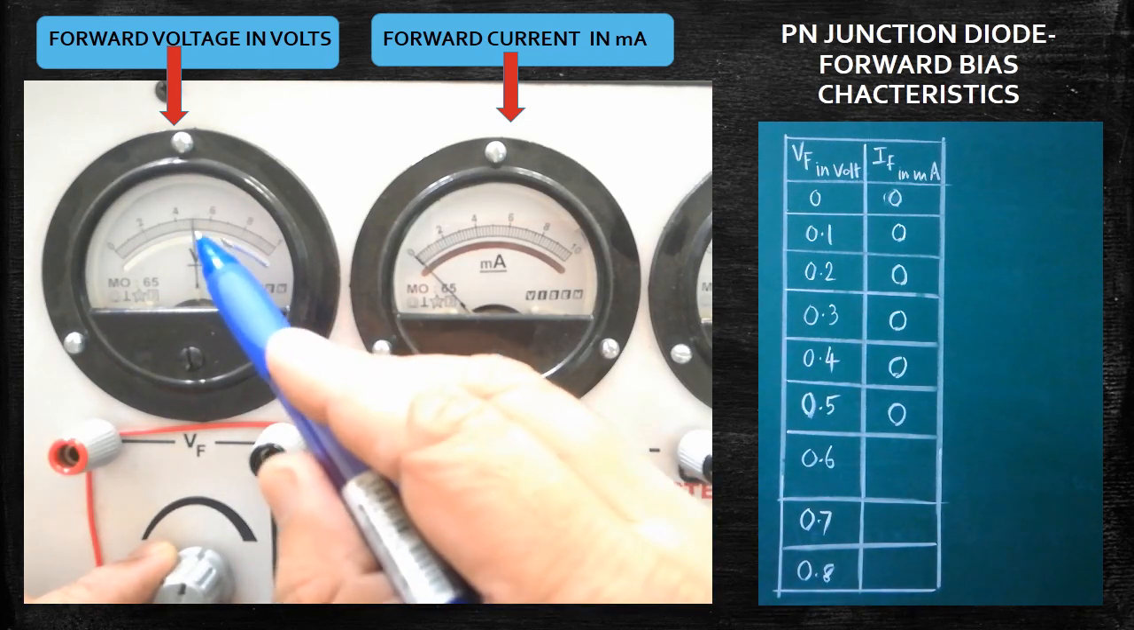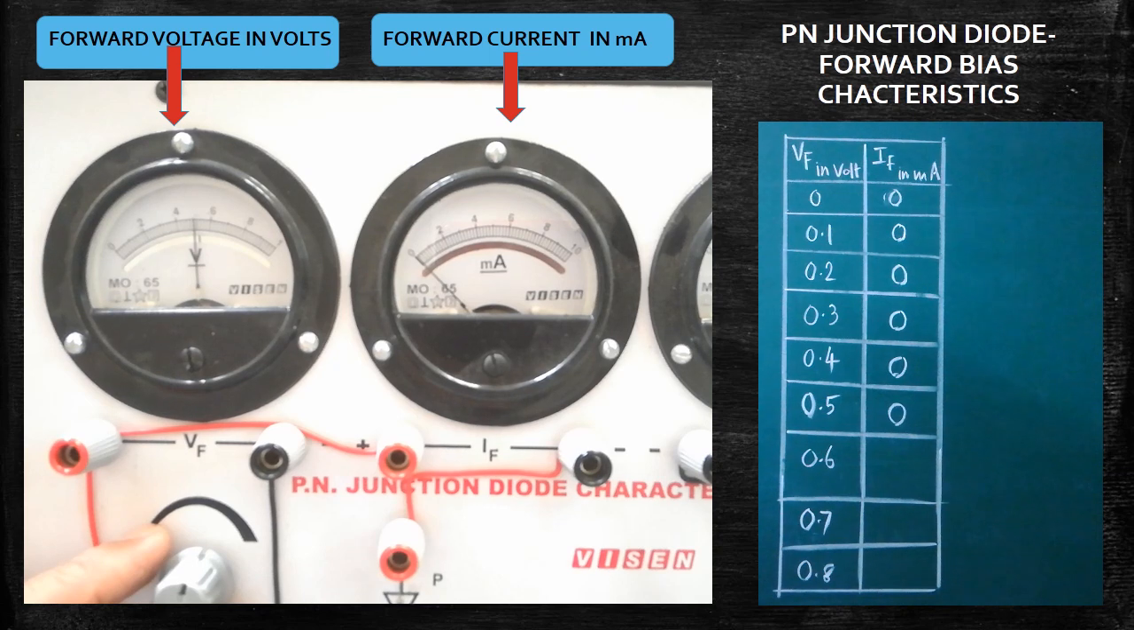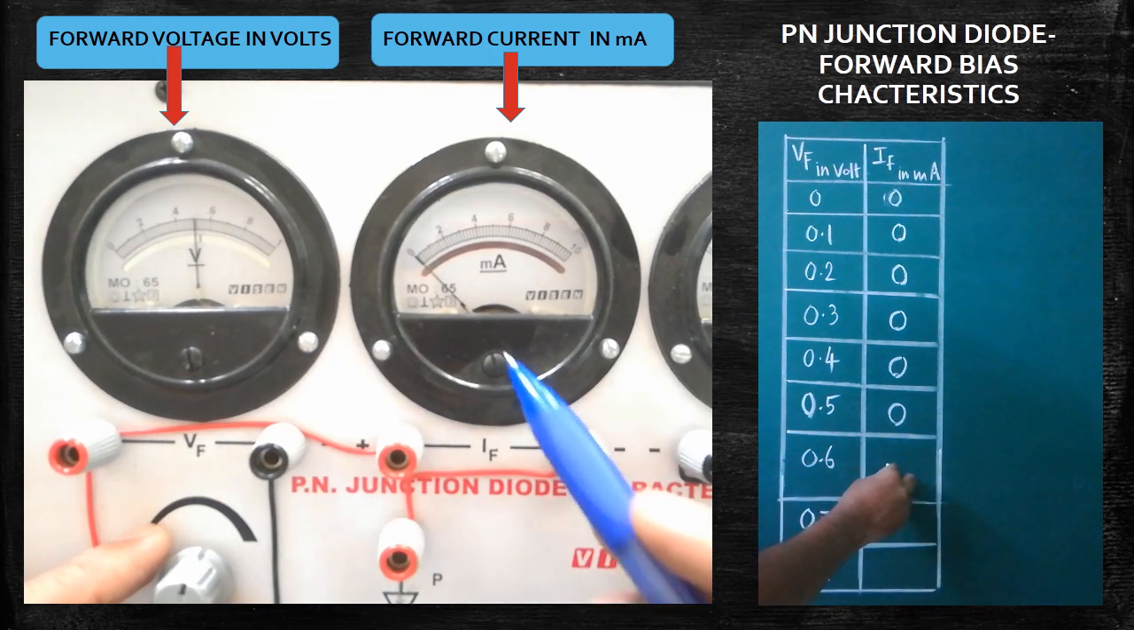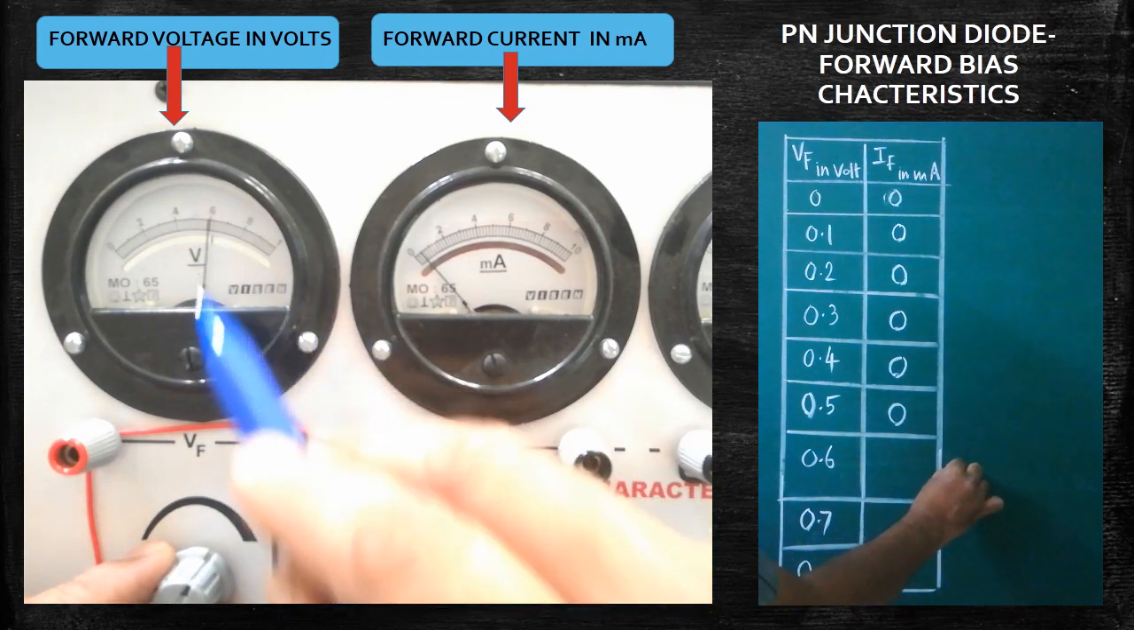Now what is the value now? 0.5. Find out any changes there. No change. Even at 0.5 volt, diode is not conducting. IF value is 0. Now 0.6 is the VF value. Is it clear?